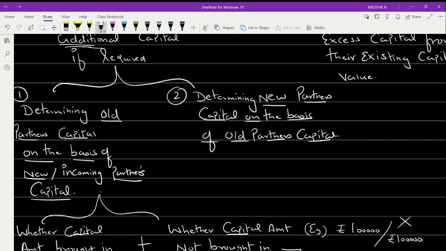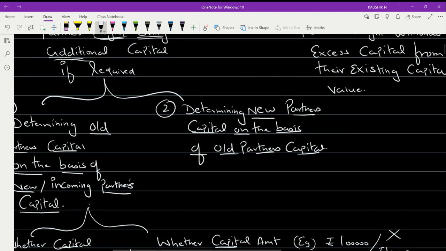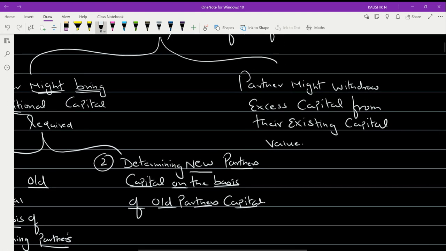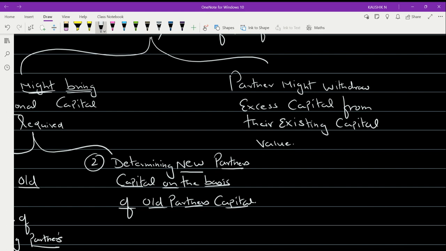How about you, Ma? Nivedita? Okay. The next one is determining the new partner's capital on the base of old partner's capital.